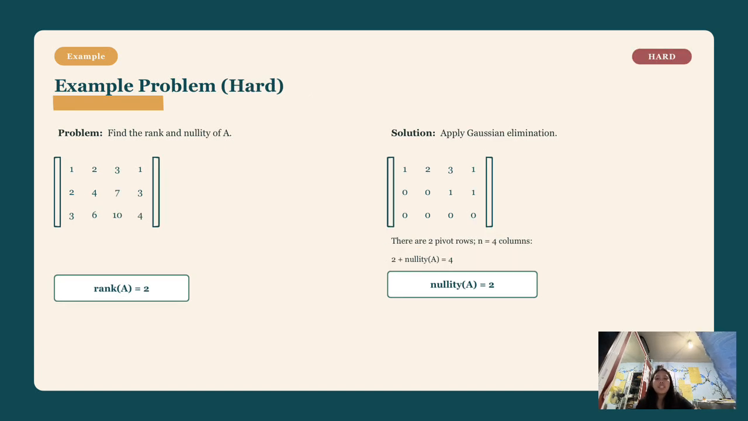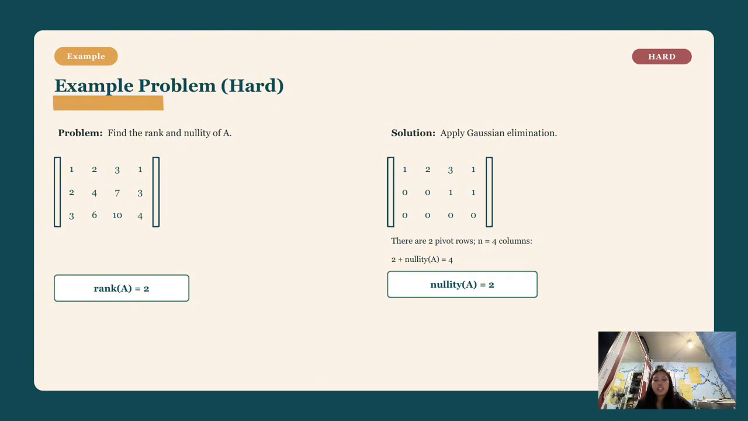Now let's solve a slightly more challenging example. After applying Gaussian elimination, the matrix becomes [1, 2, 3, 1; 0, 0, 1, 1; 0, 0, 0, 0]. Notice that there are 2 pivot rows. Therefore, the rank equals 2.